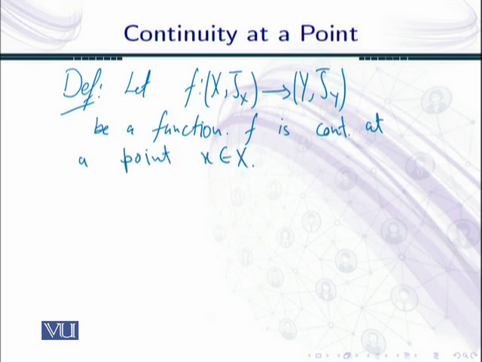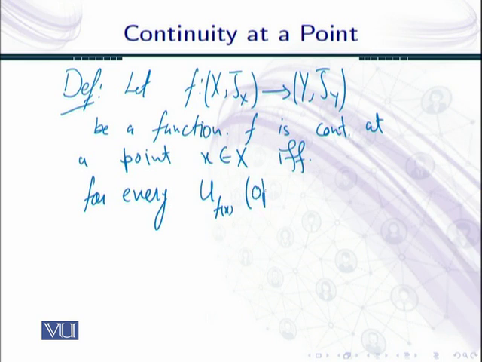x of X if and only if for every open set containing f of x, and I denote this open set as U f of x. What is this? This is an open set containing f of x, and of course this open set is an open subset of Y.